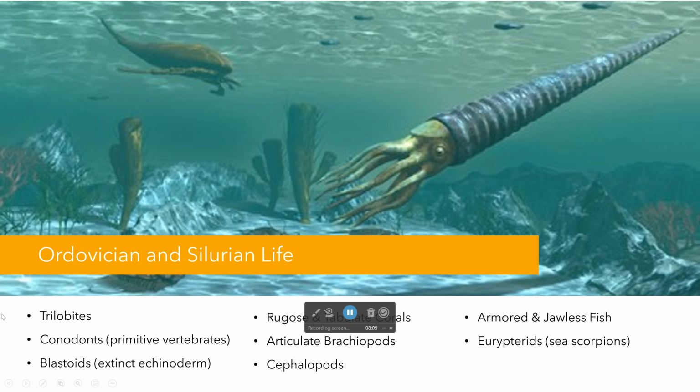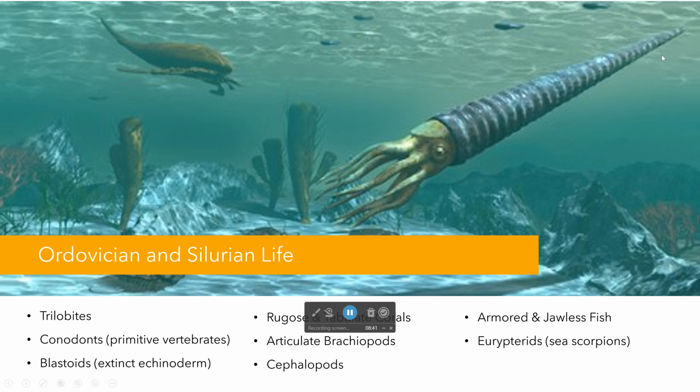There were trilobites still, but of a different kind. Conodonts, which are a type of primitive vertebrate, which we'll see in another lecture as well. Blastoids, which are an extinct echinoderm, somewhat similar to crinoids, which we've seen before, and we'll see again. Rugose and tabulate corals, which are ancient corals that aren't really very closely related to the ones we see today, very different. We get what are called articulate brachiopods. There's cephalopods, which we can see in the foreground.